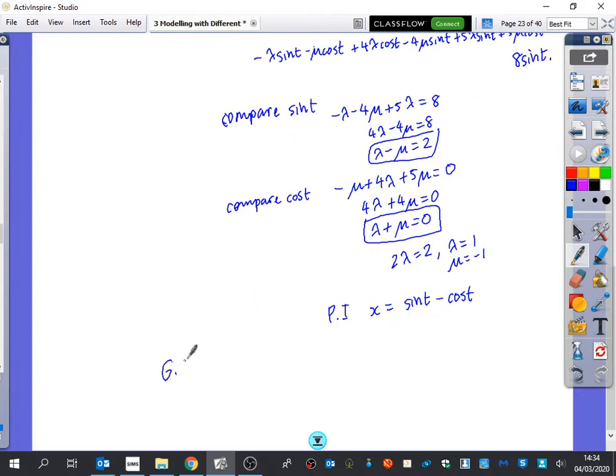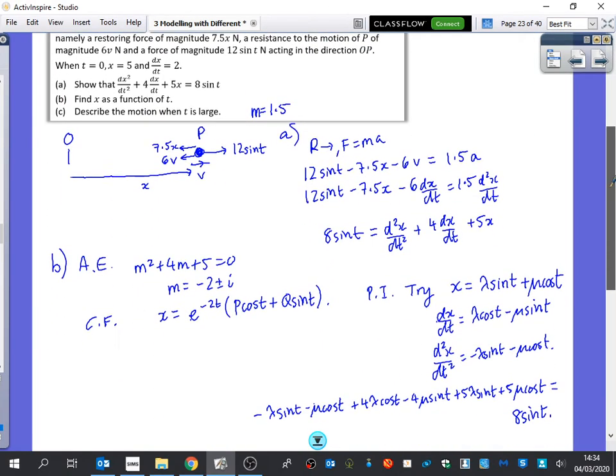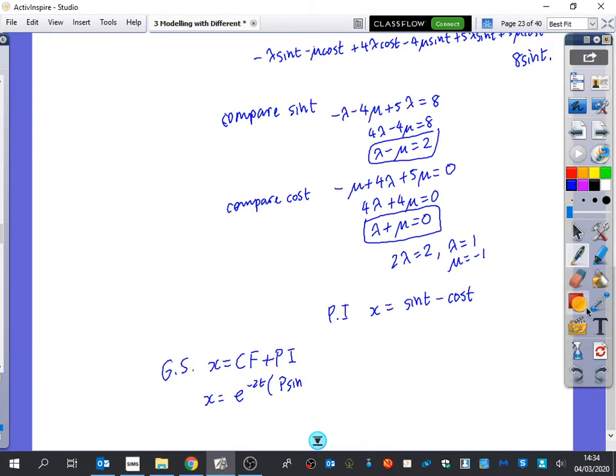So the general solution is x equals the complementary function plus the particular integral. So that is e to the minus 2t, P sine t plus Q cos t. Did we do it sine then cos? It is always cos that we do first. Let's not mix it up halfway through. P cos t plus Q sine t, plus this thing, sine t minus cos t.